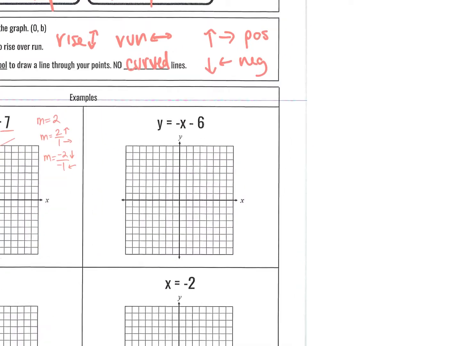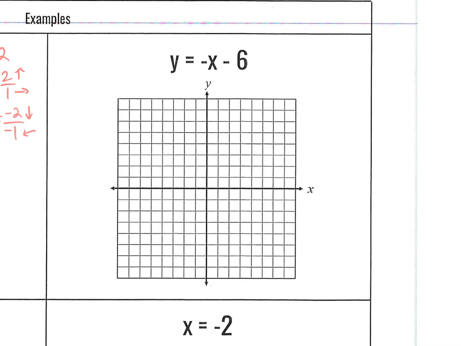All right, next one. We have y equals negative x minus 6. So for this one, we're going to say our m is equal to negative 1. Because remember, there's always an invisible 1 in front of that x, even when it's a negative. And our b, our y-intercept, is negative 6. So we're going to go down to negative 6. Again, that's 1, 2, 3, 4, 5, 6 right here. Make your mark. That's our y-intercept, and then we'll do our rise over run.